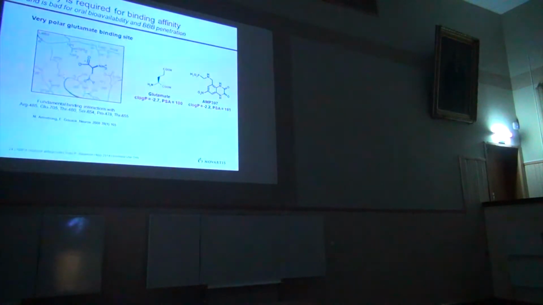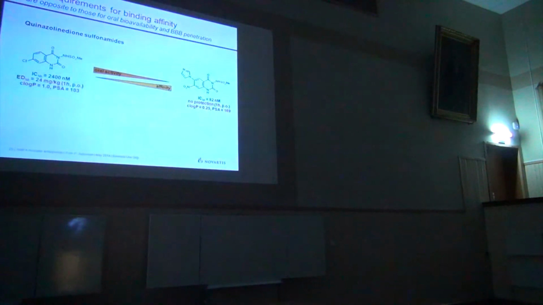Next slide. And again, the requirements for binding affinity are such that when we have a high affinity, we have a low oral activity, and as a consequence, we had to find a way of combining these two parameters, finding a compromise. And to do this, we have used two techniques that are illustrated on the next slide.